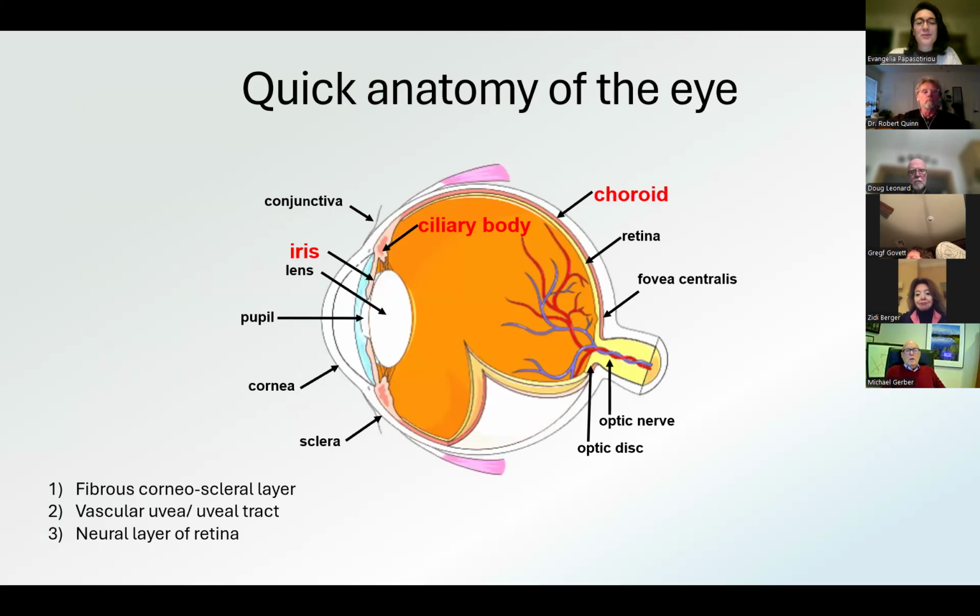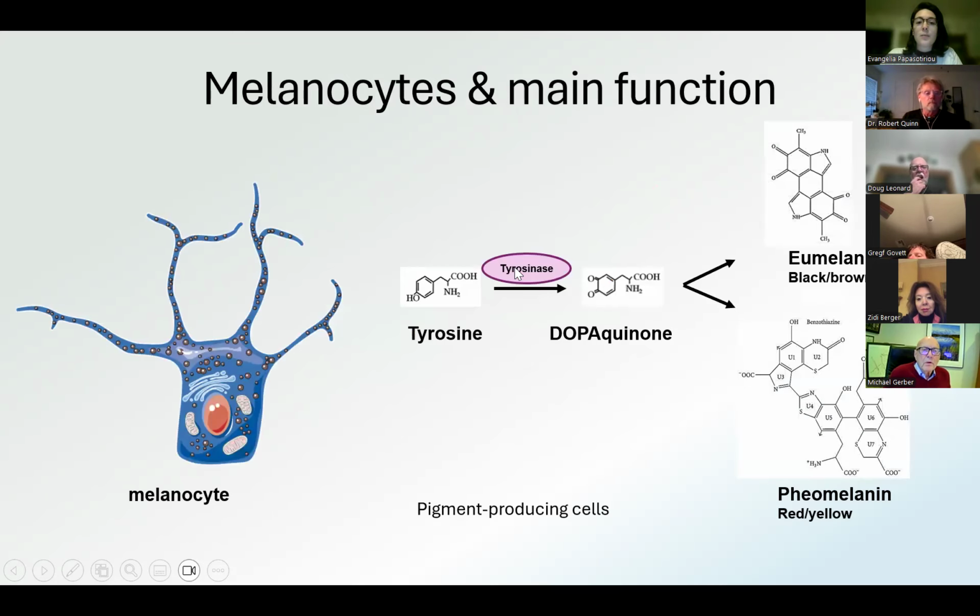I knew this slide was going to be totally basic for you guys because you're medical doctors. But what I want to remind you is that the eye consists of 3 layers. The outer one, which is the fibrous corneoscleral layer, the intermediate one, which is the uvea or uveal tract. And I want you to keep these 3 names in your head: iris, ciliary body, and choroid. And the internal, which is the neural layer of retina. So melanocytes, this is a graphical illustration of melanocytes, which are the pigment-producing cells. They inhabit this intermediate layer, the uveal tract.